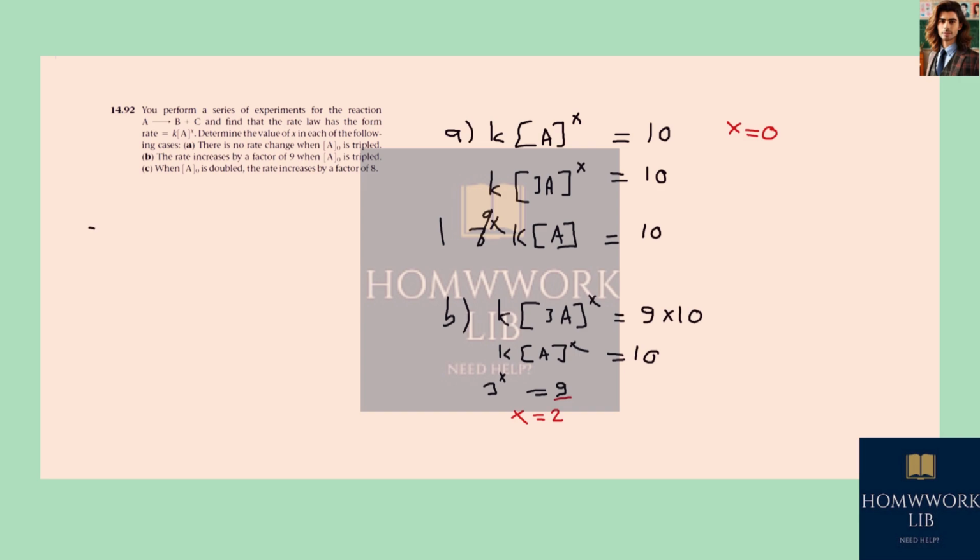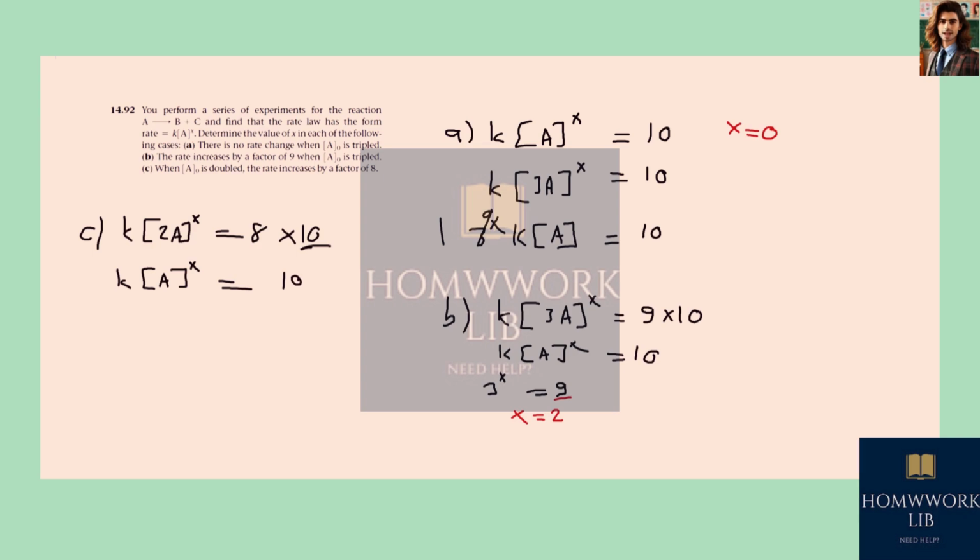So for part C, let's say k, when A is doubled, the rate increases by a factor of 8. Let's say 8 times 10. Again, this 10 is just a number that I put to be able to compare. You can put any value, it doesn't matter. You don't even need to use this A value over here. And for the first case, k[A]^x is going to be 10.